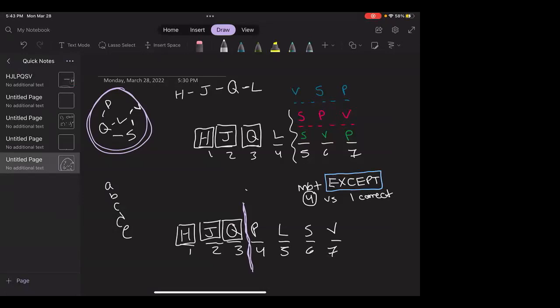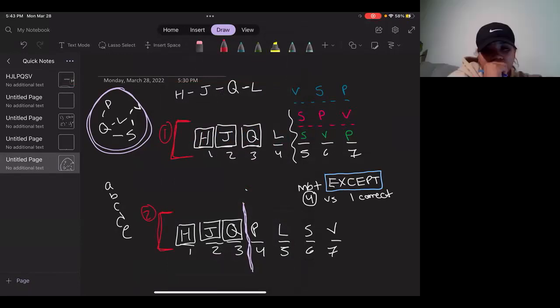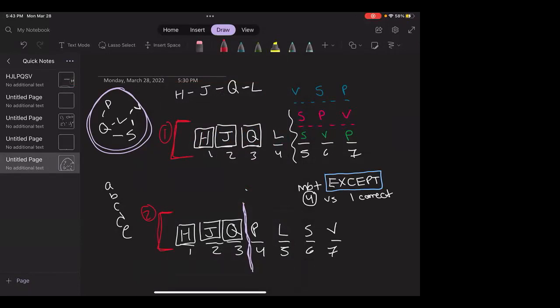And we see that here in these 2 diagrams. So we have this one bracketed in red, number 1, and this here bracketed in red in 2. And you see how HJQ for both of them are the same. The difference is that 4, right? If I put L in 4, it sets off the 5, 6, 7 interchangeable chain. But if I put P in 4, I have L 5th, S 6th, because it can't go 7th, and V 7th.